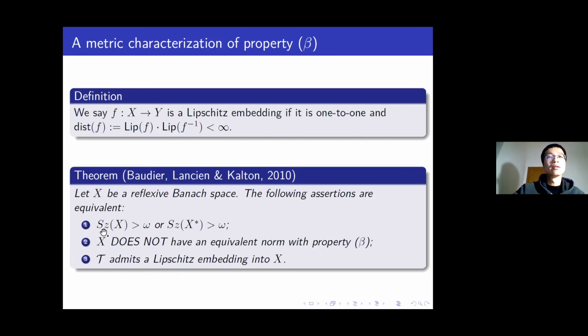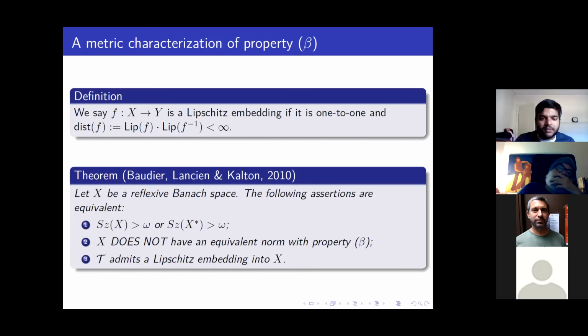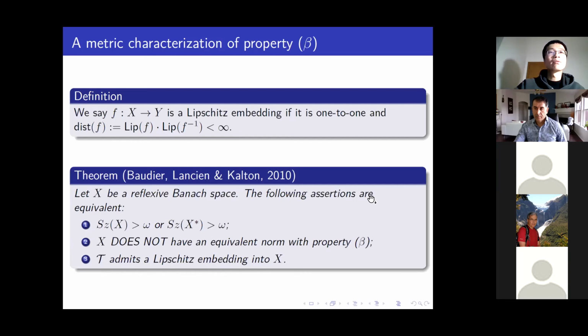So the one is that the Szlenk index of X is larger than omega, or the Szlenk index of the dual space is larger than omega. This is equivalent to saying that X doesn't have an equivalent norm with property beta. Okay, now enough background. Let's get to the topic.